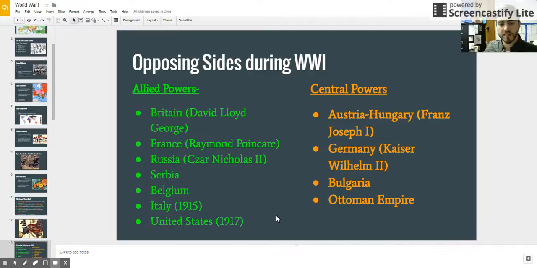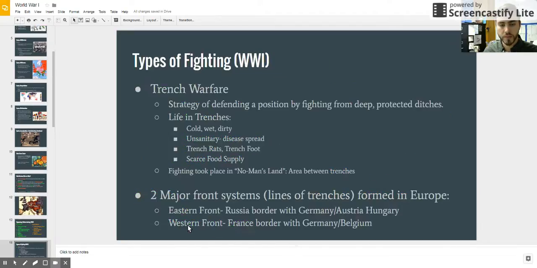Notice the United States is not on either side yet until 1917. All right, and the war is only from 1914 to 1918, so it's going to be a ways before they enter the war. They're kind of neutral at this time, but they will join later on the Allied side.